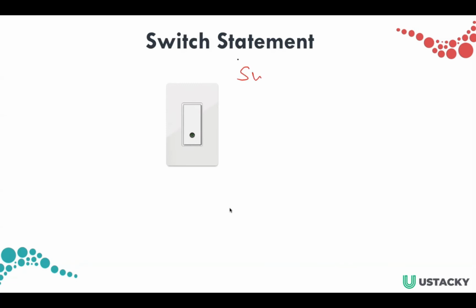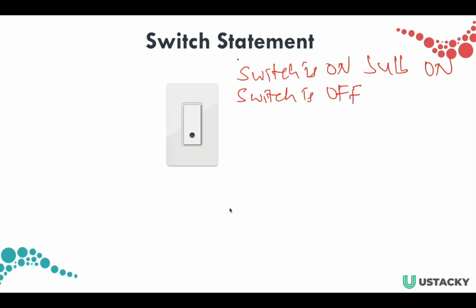When the switch is on, the bulb will be on. And when the switch is off, the bulb goes off.